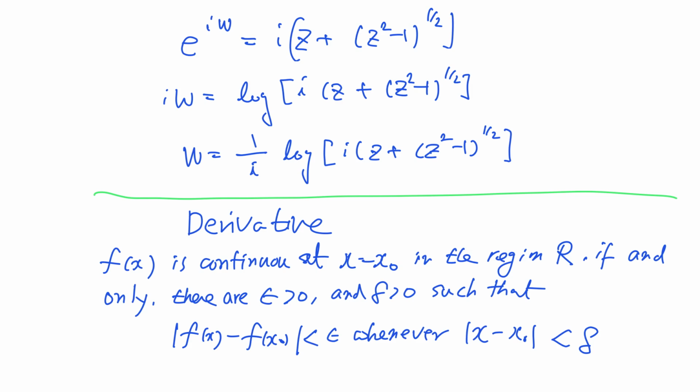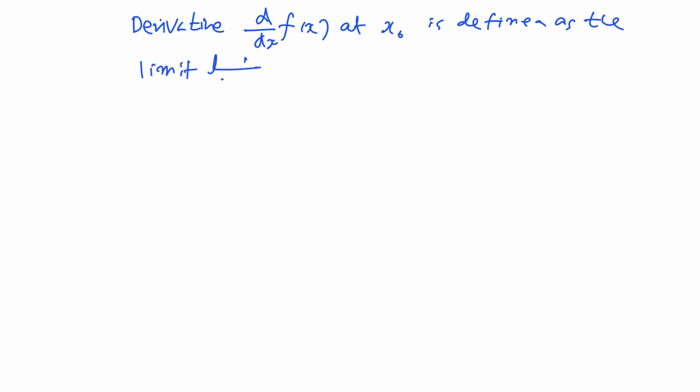The derivative is defined as follows. df/dx at x0 is defined as the limit as delta goes to 0 of delta f over delta x. This is the definition of a derivative.